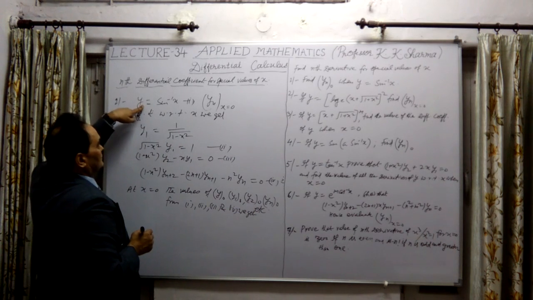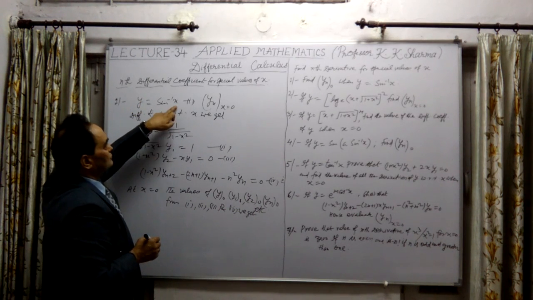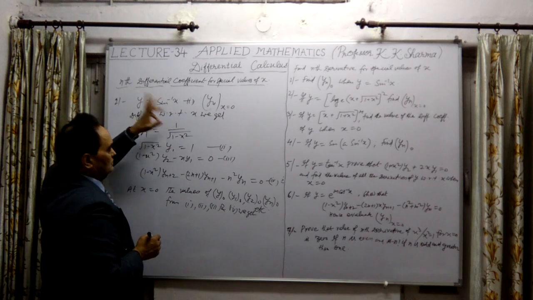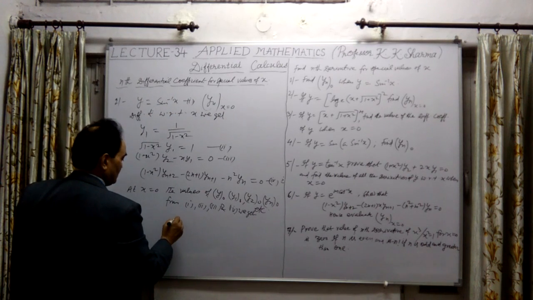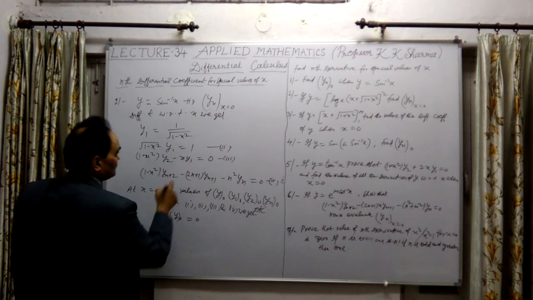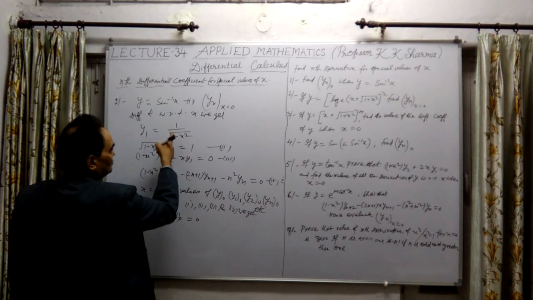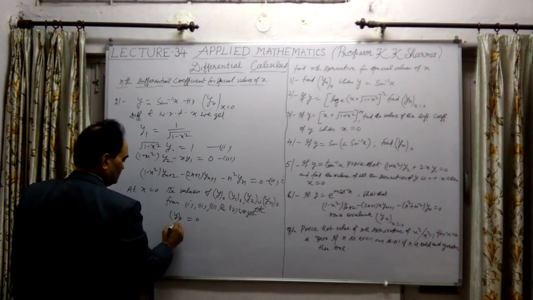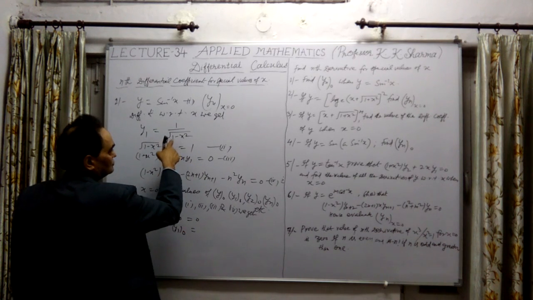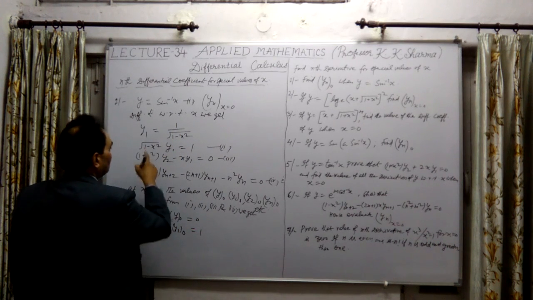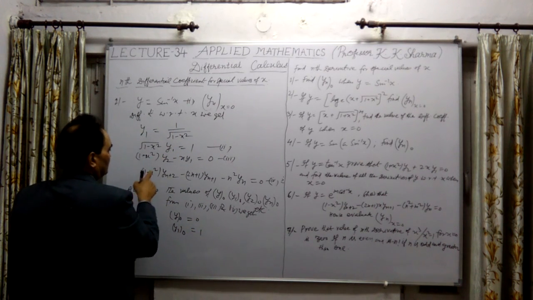Now, if I substitute x equal to 0, sine inverse of 0 is 0 only. So y is 0, y1 is 1. At x equal to 0, if I substitute x equal to 0 here, 1 upon 1 will be 1 only. y1 is 1. What is y2 then?